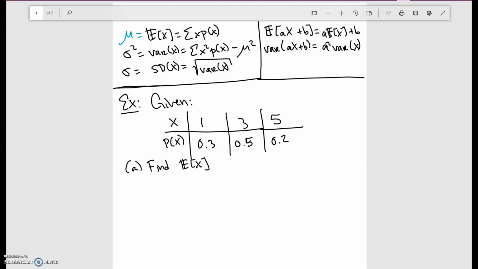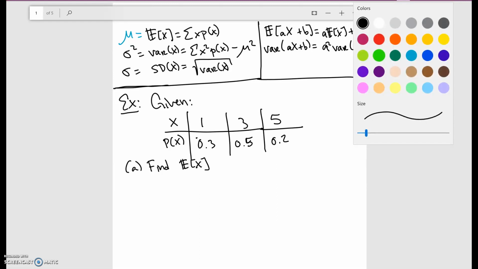So we're going to do this problem first. Given this probability distribution, x can take on the values of 1, 3, and 5, and the probabilities in this case are 0.3, 0.5, and 0.2. If you add up the probabilities, it shows that it actually is a probability distribution. The first thing is that we want to find the expected value of x. There's nothing really to this.